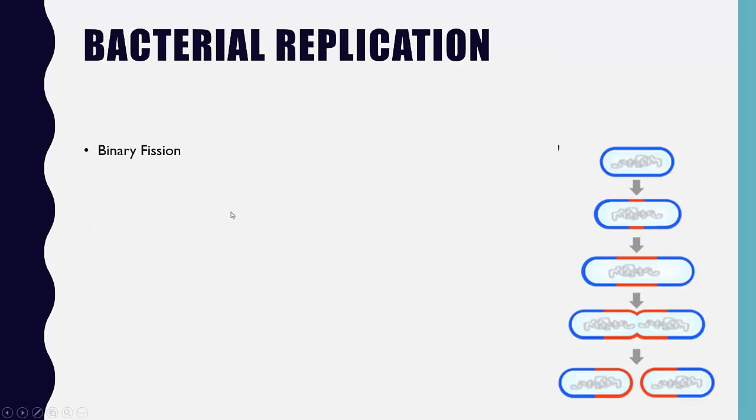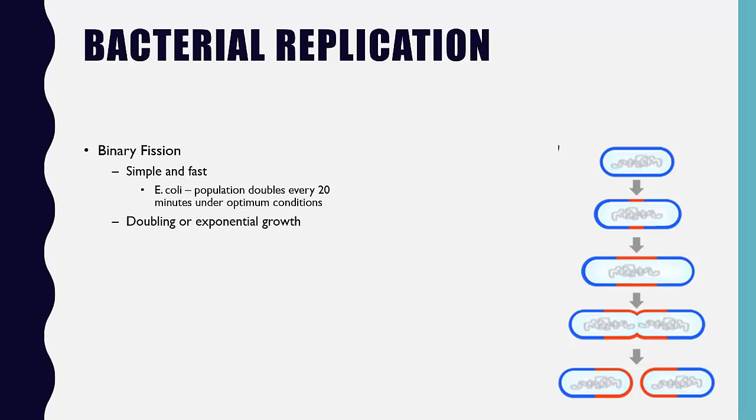Oh, one last thing. Bacterial replication, I did want to mention this. It does occur by binary fission. It's a fast process, simple and fast. It's because bacteria are so simplistic. They don't have a lot of stuff to deal with. No mitosis, no meiosis. They have one single circular chromosome and some ribosomes. E. coli can replicate their DNA and their cells every 20 minutes under optimum conditions.